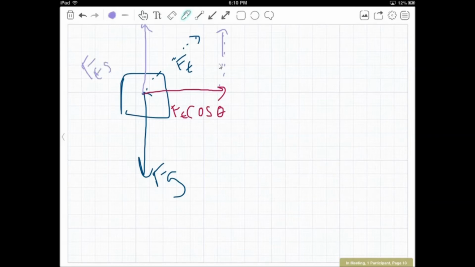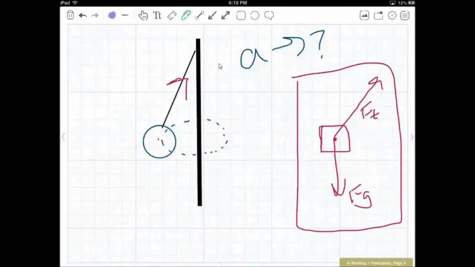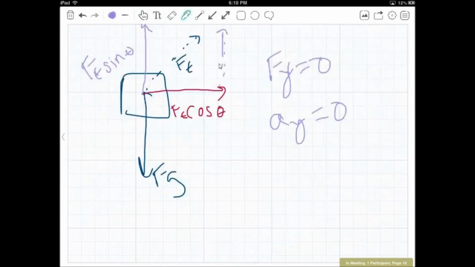Ft sine theta. So we can say that two forces on this free body diagram have to be equal. The forces in the y direction have to be 0, because the acceleration in the y direction has to be 0. The ball is not accelerating up or down. We said it's moving in a horizontal circle. So those two forces cancel out. This and this are the exact same.